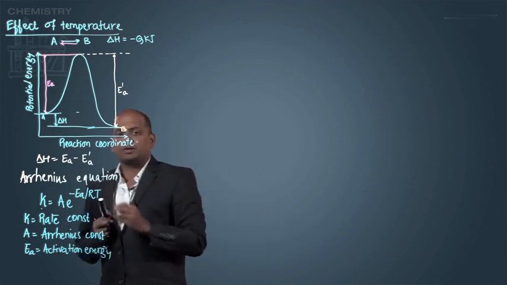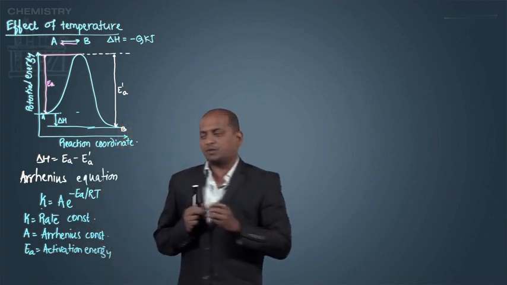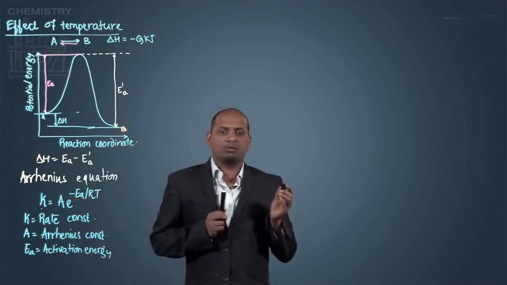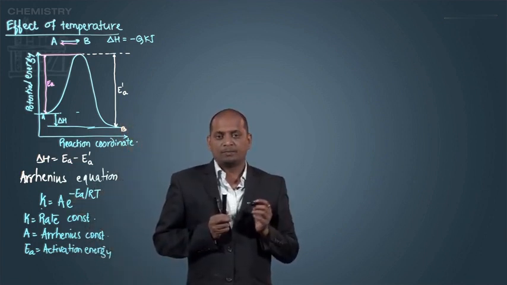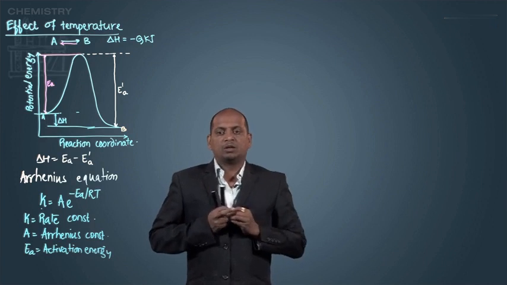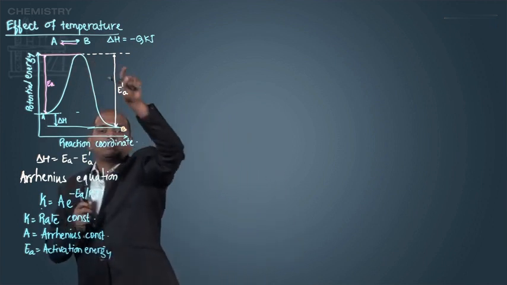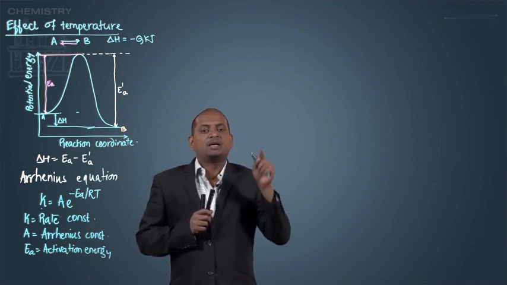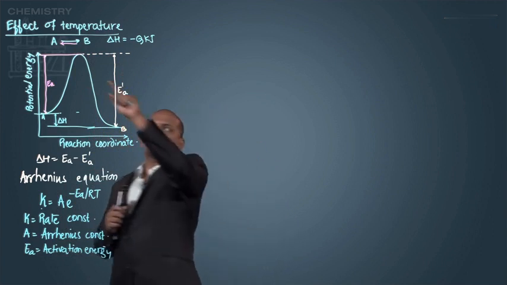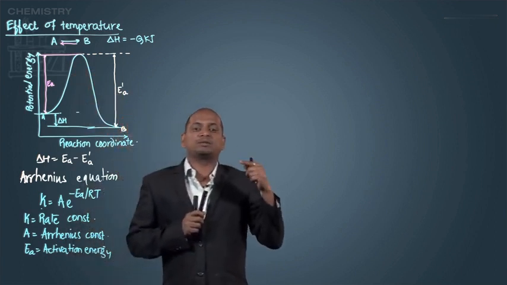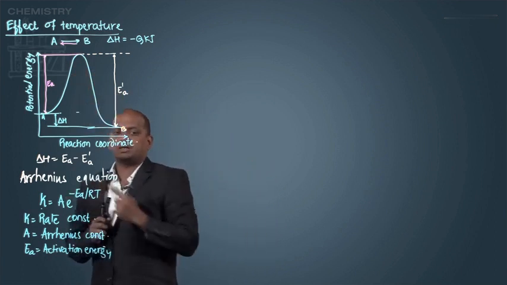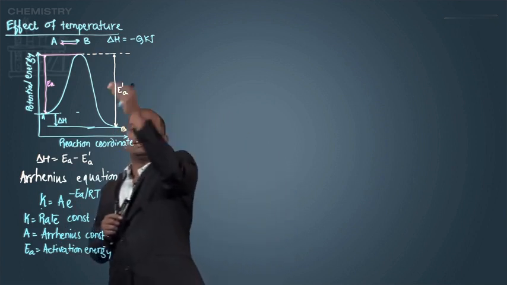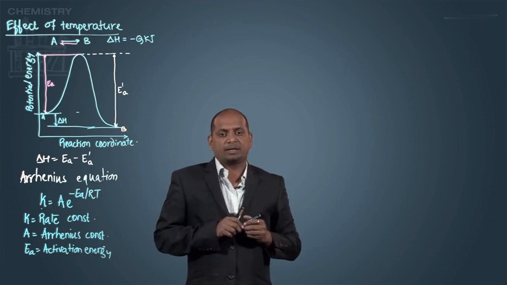Now this is for a particular reaction. This is not for the equilibrium constant. This is a rate constant. So rate constant and equilibrium constant are two different things. When the forward reaction is taking place, the rate law expression is that rate is directly proportional to the concentration of A. The constant we get there is called the rate constant for the forward reaction. Similarly, we can write a rate constant for the backward reaction.